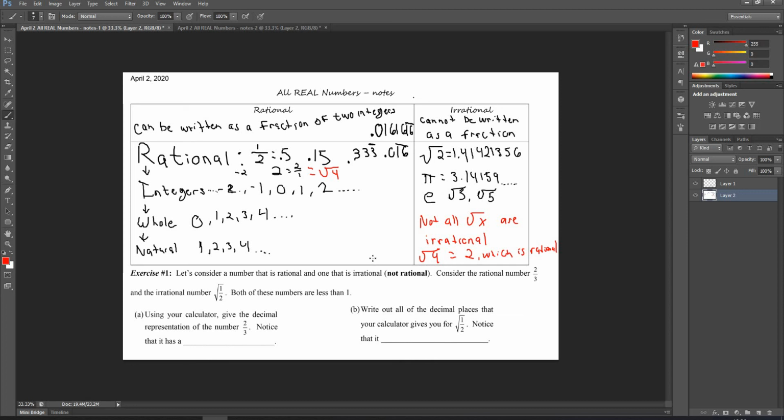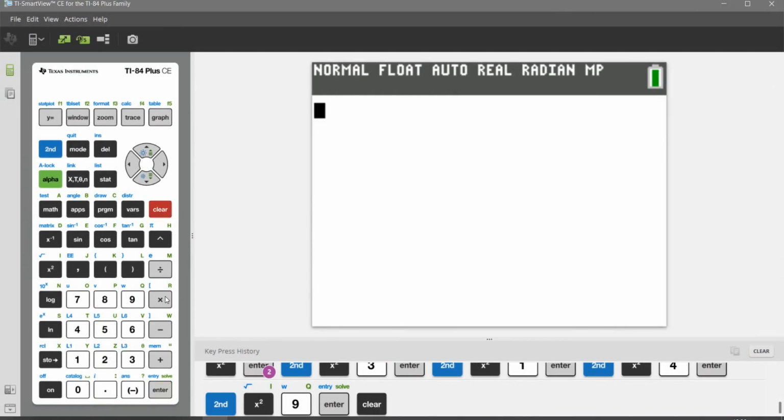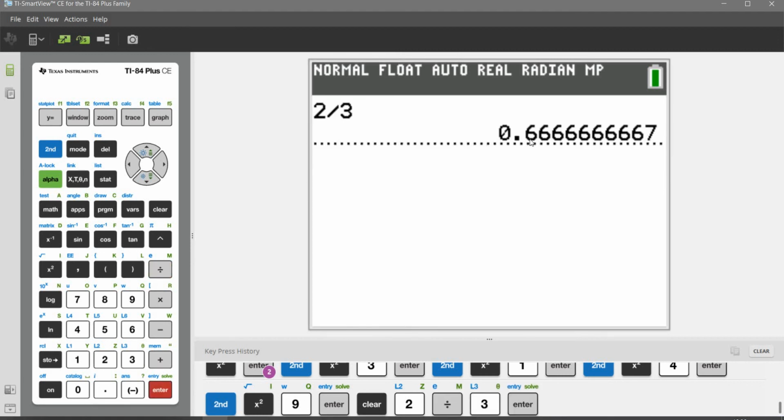If we look at 2/3 in our calculator, 2 divided by 3, this is 0.66666666667. This last digit we can actually kind of ignore right now because we know that our calculator rounds the last digit. So this 7 is actually rounded up.